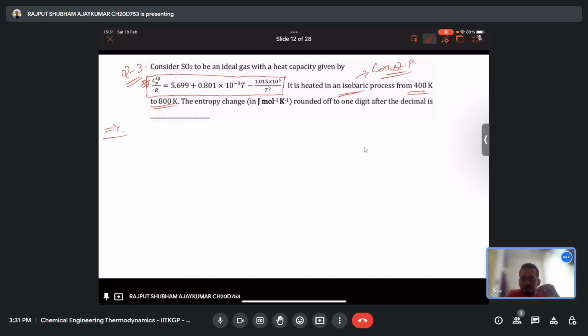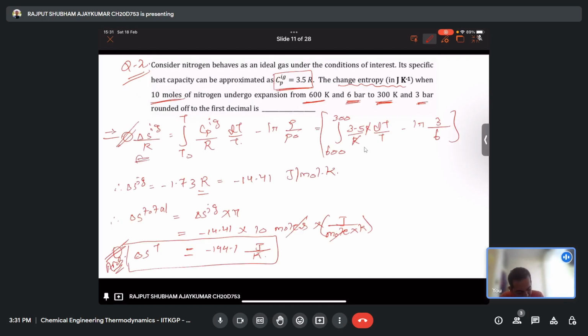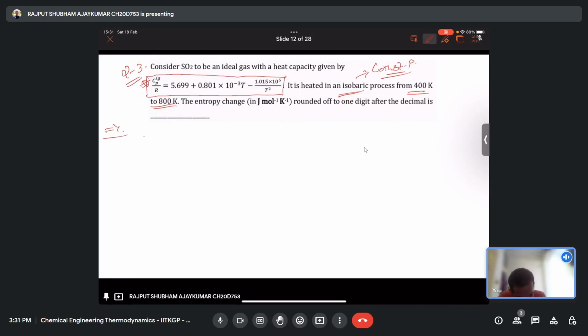So what we'll do, we'll try to solve it. Now, the equation that I have shown previously, we'll take this equation only. We'll write delta S of an ideal gas divided by R is equal to the integration from T naught to T of Cp of an ideal gas divided by R, dT by T, minus ln P by P naught.